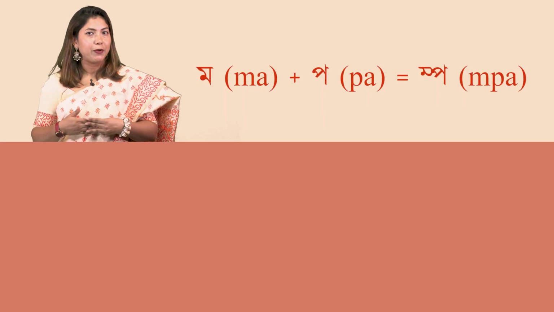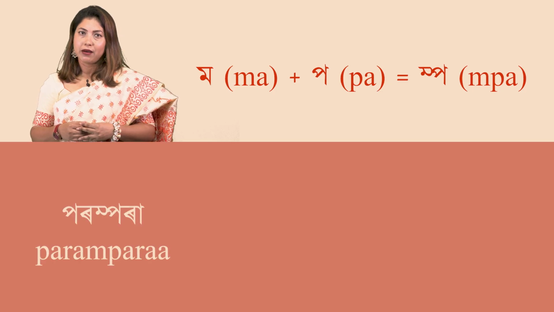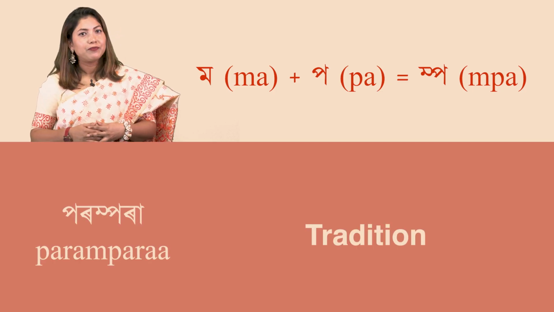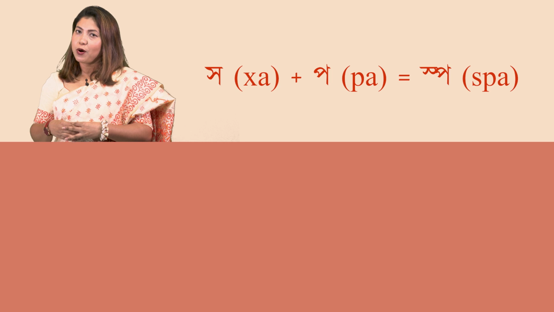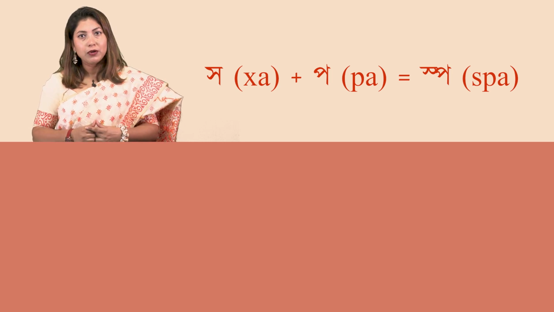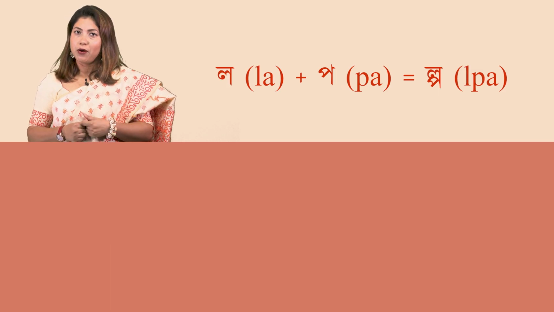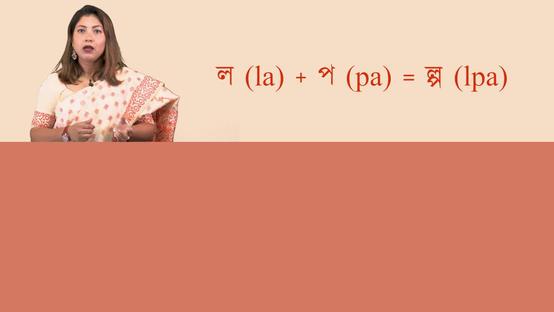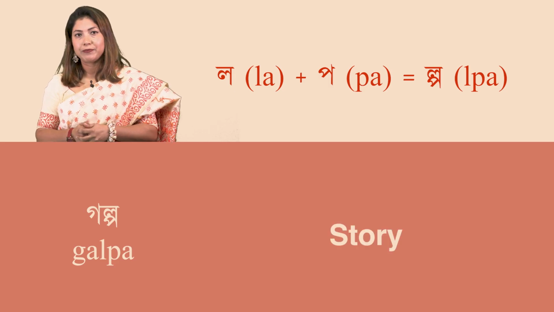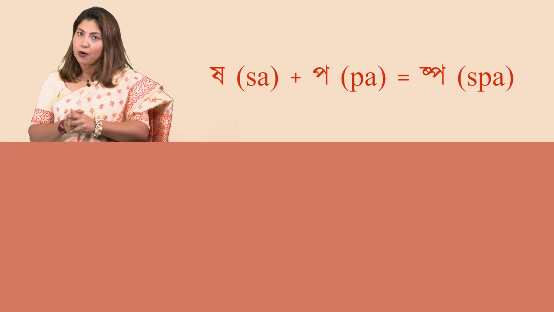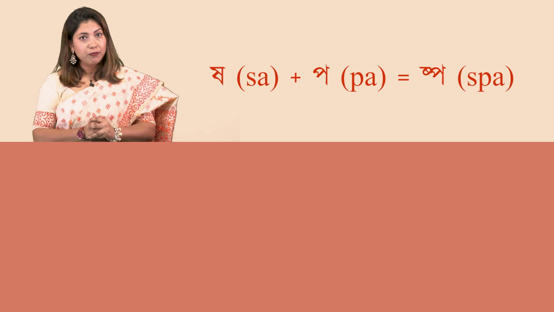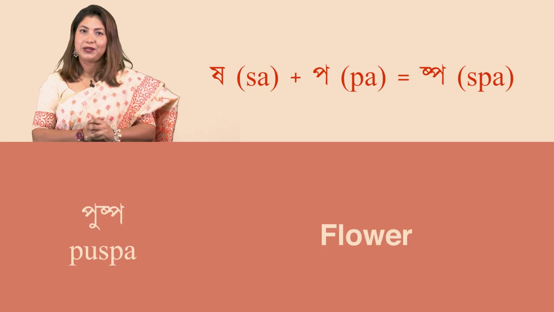Now, let us pick up some clusters with pa as the final or following letter. Ma and pa, mpa. For example, parampara. Parampara means tradition. Sa and pa, spa. For example, spasto, that means clear. La and pa, lpa. For example, golpo, which means story. Murdhanya sha and pa, shpa. For example, pushpo, that means flower.